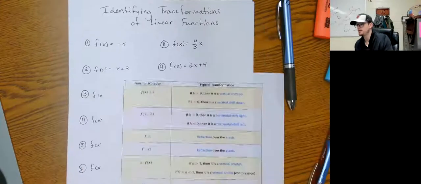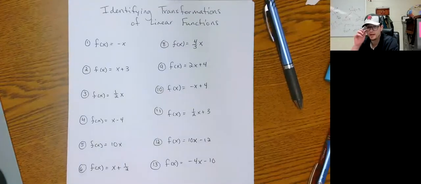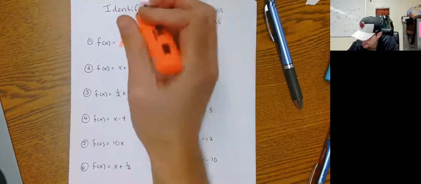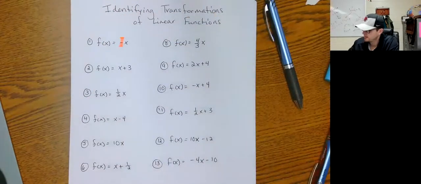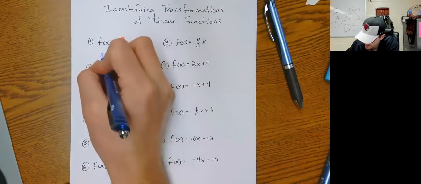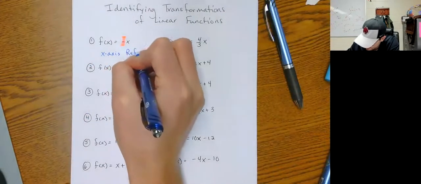So if we go through these, you're looking at what's happening to the variable. So it's been made negative, and that's the only thing that's happening to it. So I would say this has been an x-axis reflection.